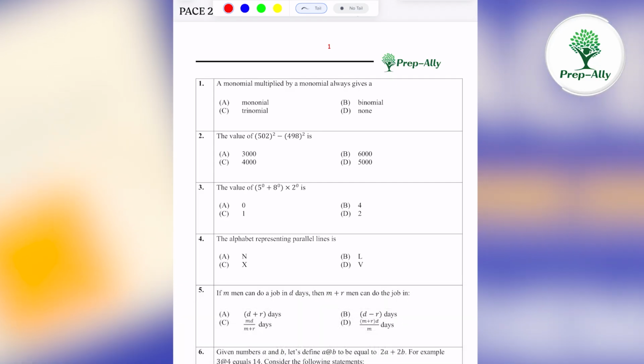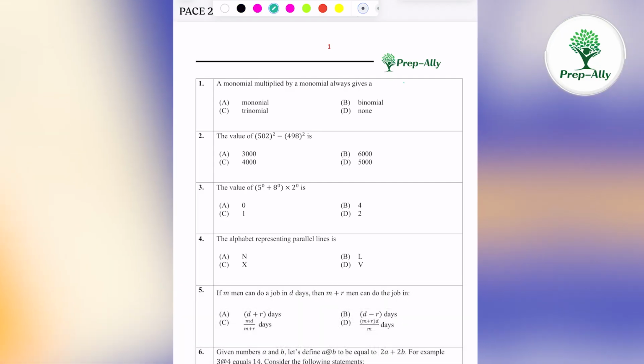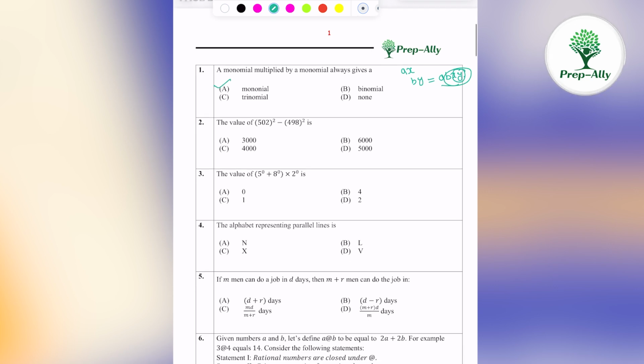So here we start with the first one. If we multiply a monomial by a monomial, what does it give? Let us suppose one monomial is ax and another monomial is by. If we multiply these, we get abxy. So this is again a monomial. Monomial means we have only one term. So option A is the correct one.